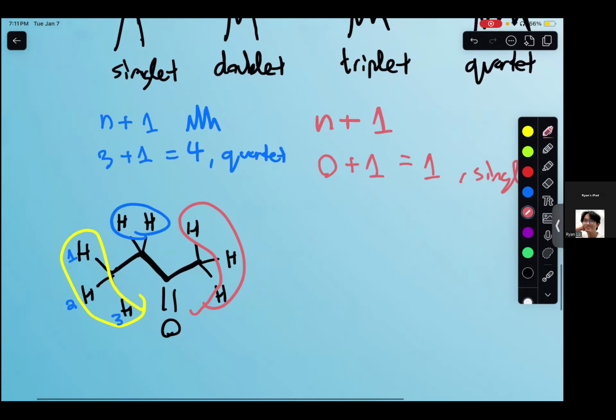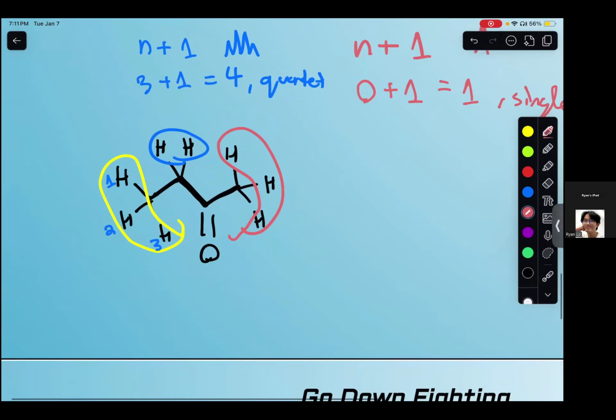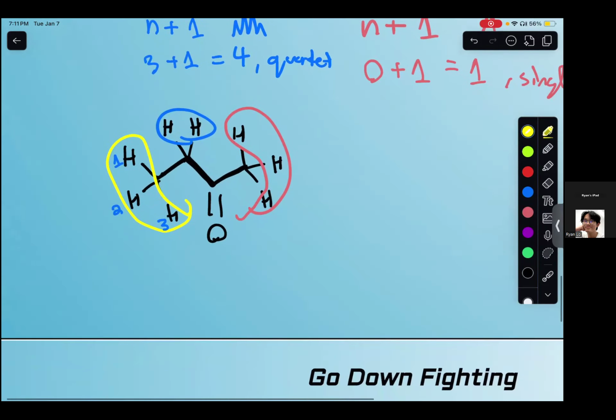Oh, and I forgot to draw this over here. Singlet. Oh, yeah. Alrighty. And so let's analyze the ones down here, right? N plus one. How many neighbors does it count? One, two. 2 plus 1 equals 3. Triplet.